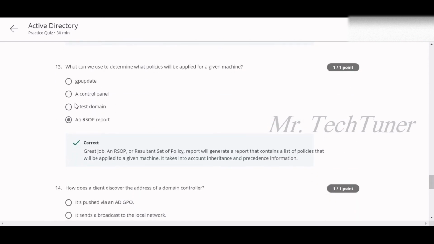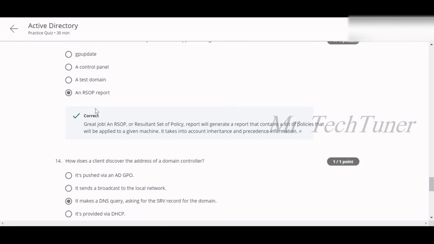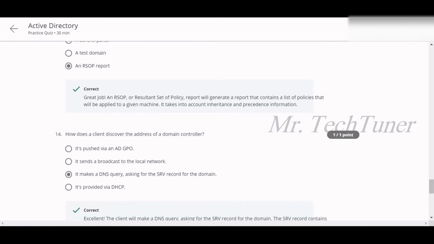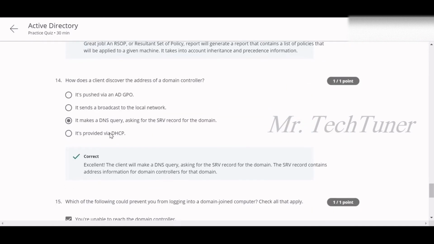Number 13, what can we use to determine what policies will be applied for a given machine? An RSOP report. How does a client discover the address of a domain controller? It makes a DNS query asking for the SRV record for the domain.